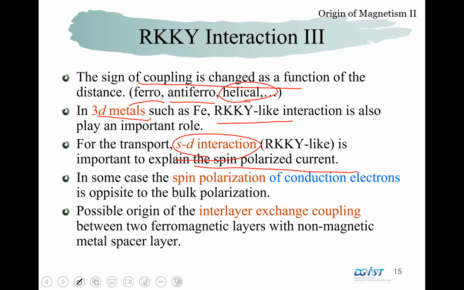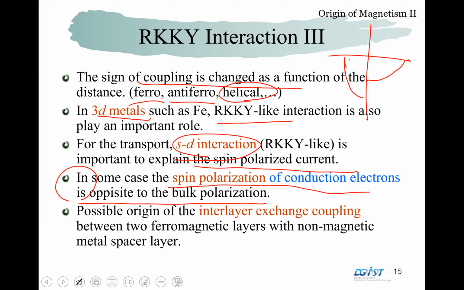So sometimes the spin polarization of the conduction electron is opposite to the bulk polarization. That can happen because the bulk polarization depends on the total number of electrons. For example, like this. Okay. If this number of electrons is larger, then these are majority spins, and this will determine the spin direction. But the conduction electron exists only in this area. The polarization of the conduction electron is important only at the Fermi surface. They do not care about the electrons at the bottom of the Fermi level. Okay.